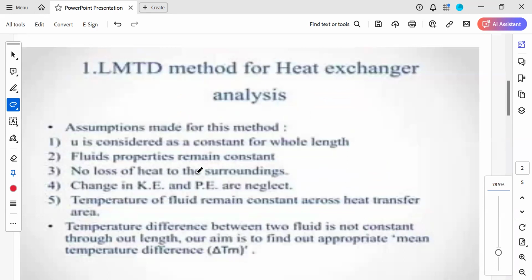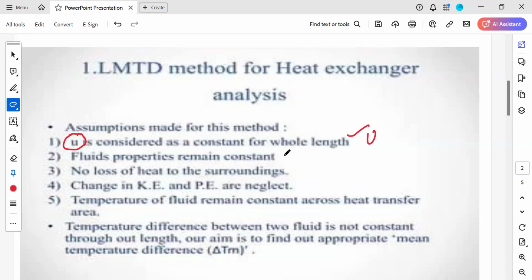Next, let us go to the LMTD analysis. These are the assumptions we are taking in LMTD analysis. The first one is U. U, the overall heat transfer coefficient, is considered to be constant throughout the whole length of the heat exchanger.